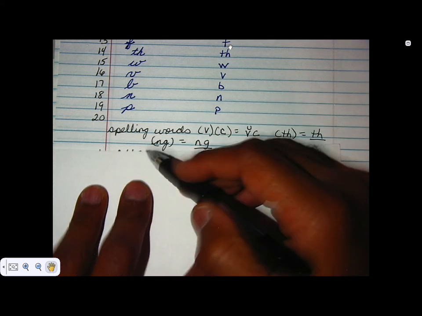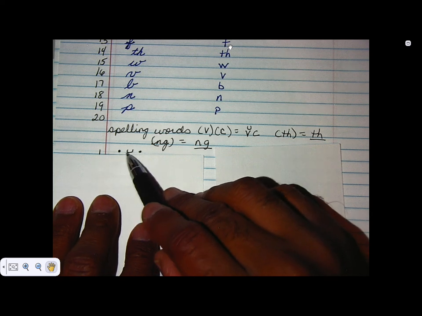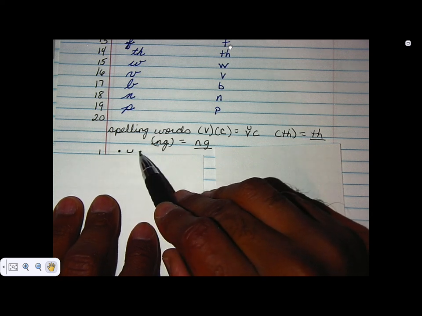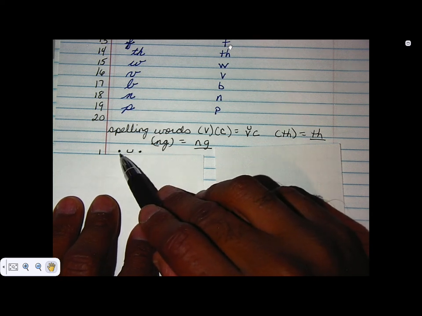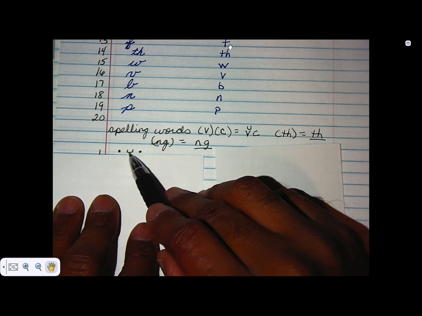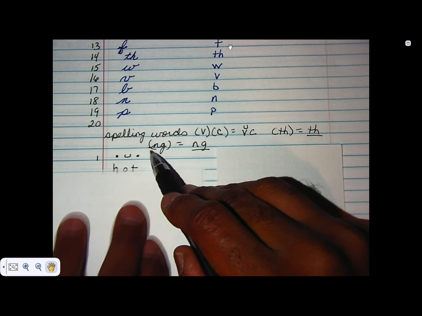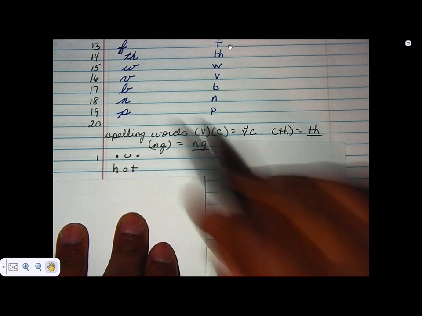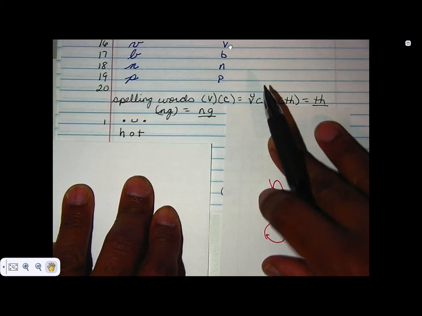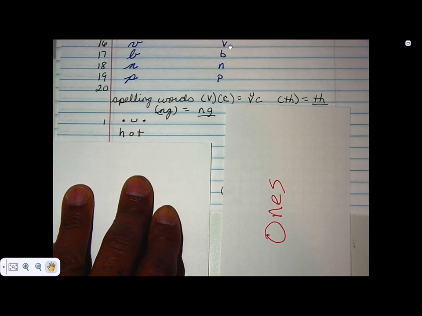If you said the sounds, you had h, o, t. What letter stands for H? What letter stands for O? What letter stands for T? And that's how you spell hot. The next word, moth. Moth.